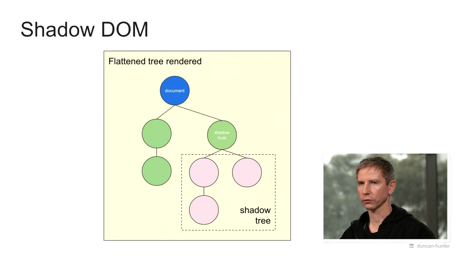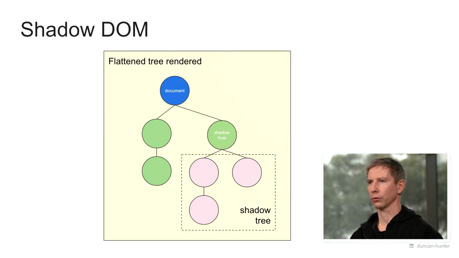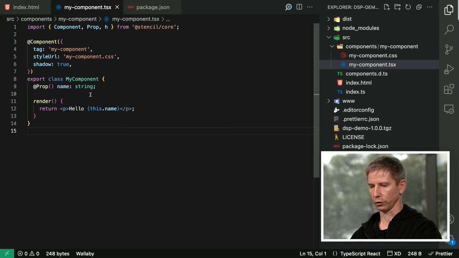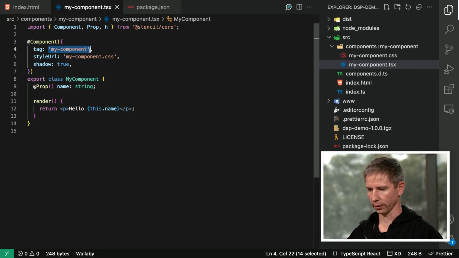So we're going to have a look at this really quickly in code and see how it all works. So let's jump in. I'm going to jump over into Visual Studio Code here. I am using Stencil as a component library. So what you can see here is a very simple Stencil component. It's got a tag of my component, and it's pointing to a style sheet, myComponent.css. And all it does is return a p tag that says hello and the variable this.name.